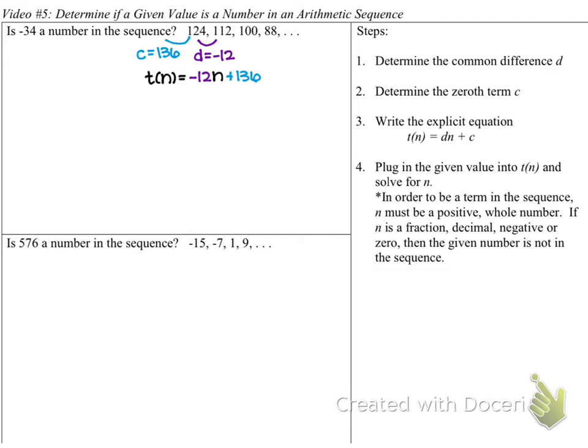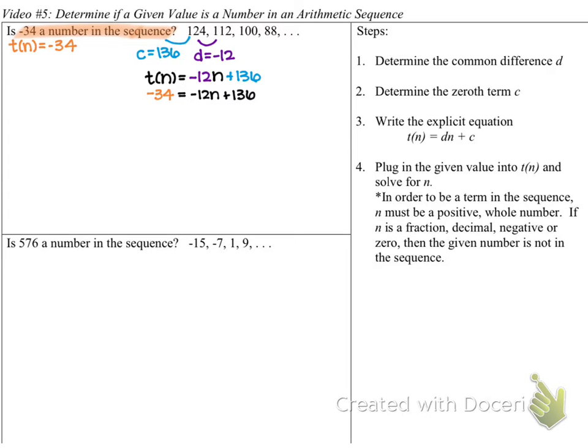Okay, now taking a look back at the question, we're trying to determine if negative 34 is a number in the sequence. So that means that this is t of n. We're trying to determine what n is equal to. So we're going to plug that into our t of n equation. So I'm going to put negative 34 for the t of n location, and then I'm just going to drop everything else down. So the equal sign, the negative 12n, and the plus 136.